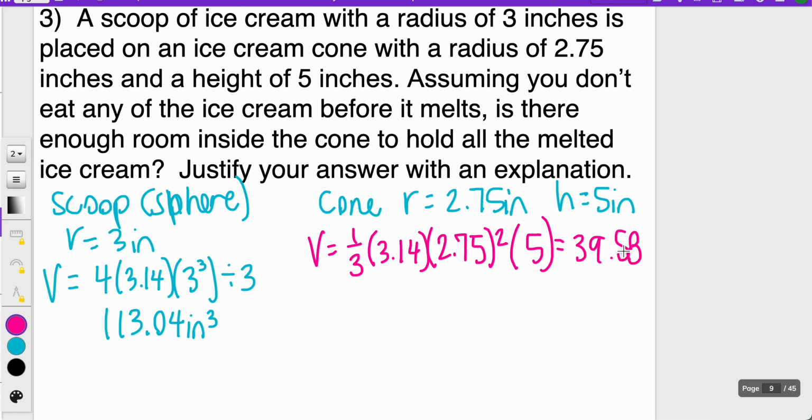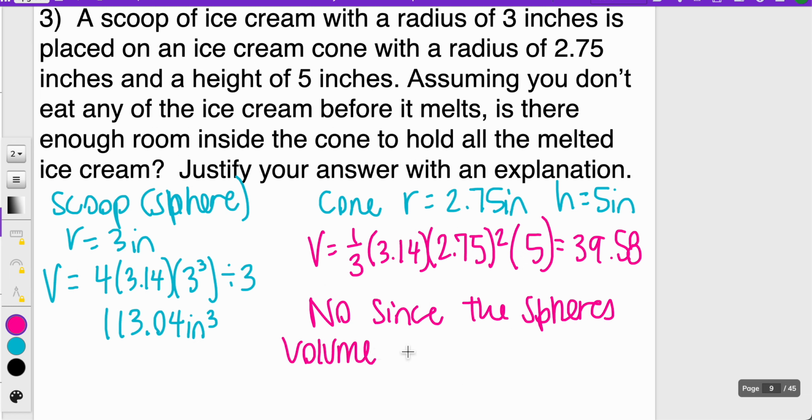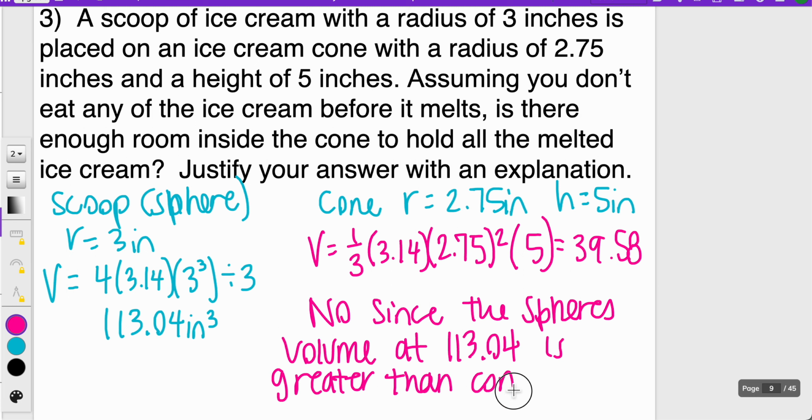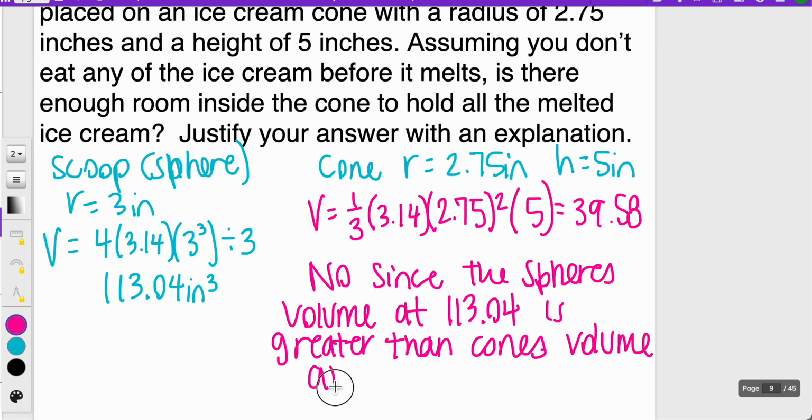rounded. So because my sphere is greater than my cone's volume, we would have to say no, since the sphere's volume at 113.04 is greater than the cone's volume at 39.58 cubic inches.